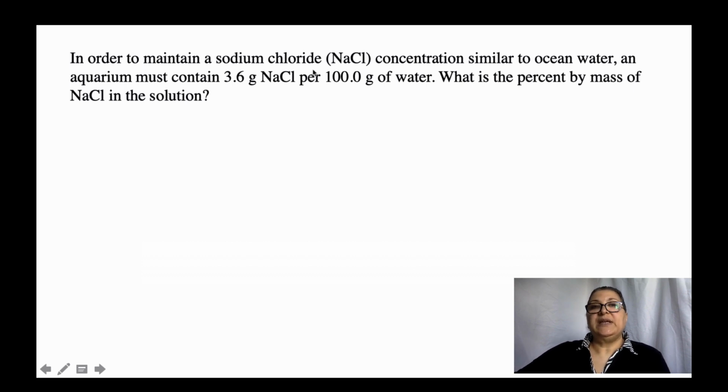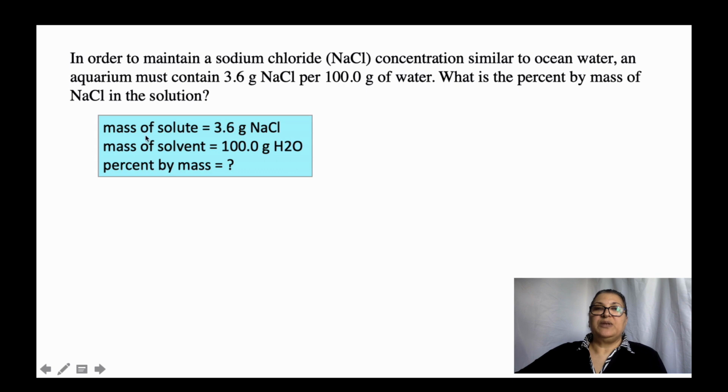In order to maintain a sodium chloride concentration similar to ocean water, an aquarium must contain 3.6 grams of sodium chloride per 100 grams of water. What is the percent by mass of sodium chloride? So first, what do we know? The mass of solute, the mass of solvent, and we want the percent.